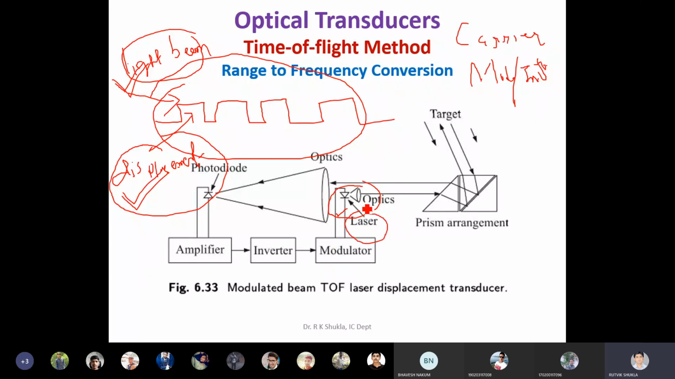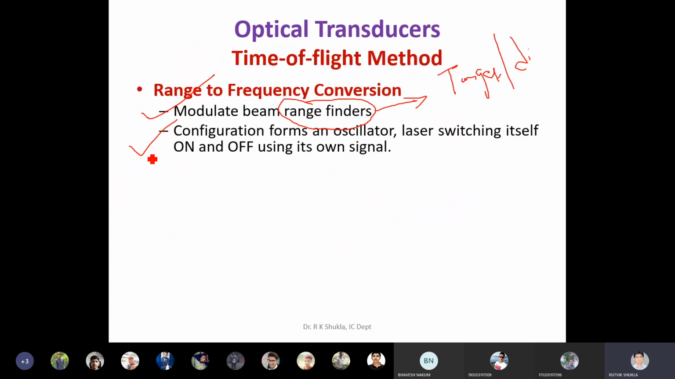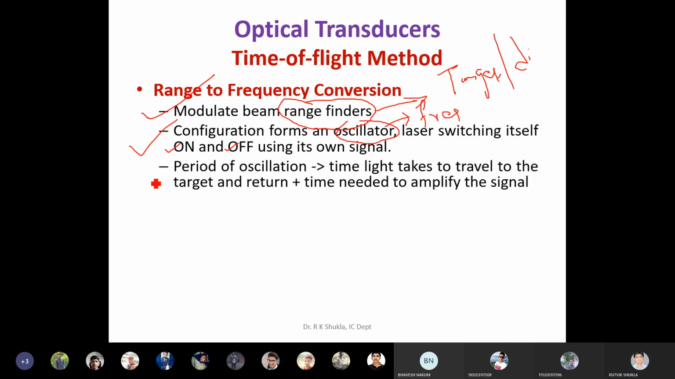So the laser gets a signal, and that is its own signal by which it will decide whether it has to turn on or turn off. Clear? So it is a kind of oscillator. Oscillator means we are talking about a frequency generator. And here the period of oscillation is the time light takes to travel to the target and return.